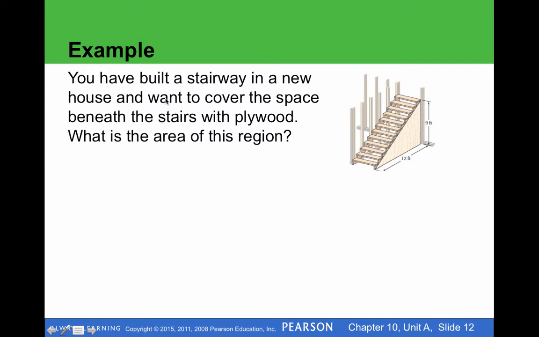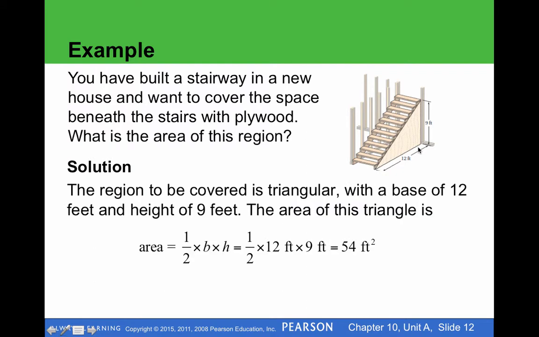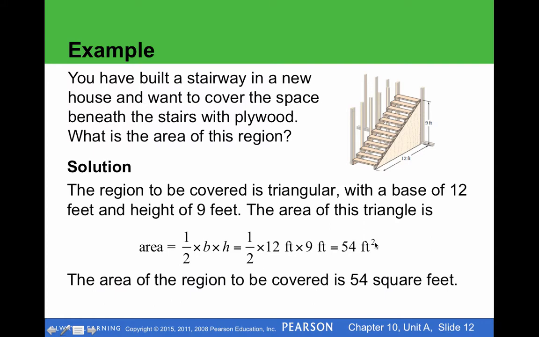Okay, let's say we have built a stairway in a new house and want to cover the space beneath the stairs with plywood. What is the area of this region? Well, this is pretty simple. This is a triangle, so it's just 1/2 times base times height. 1/2 times 12 times 9 is 54 feet squared. Remember, we're looking at an area, so this is feet squared, not just feet.